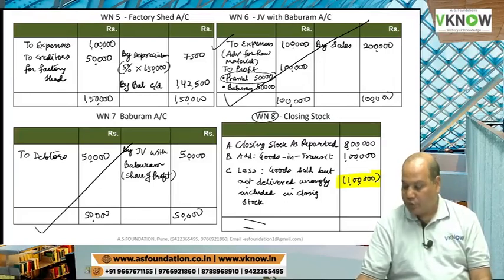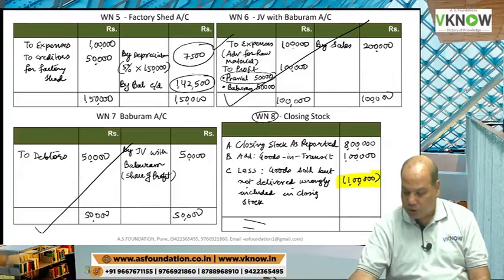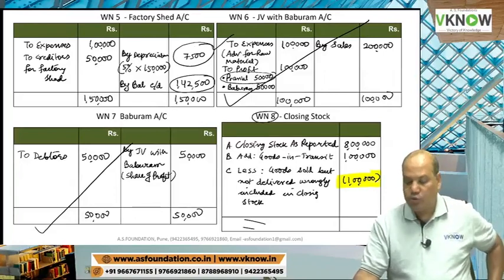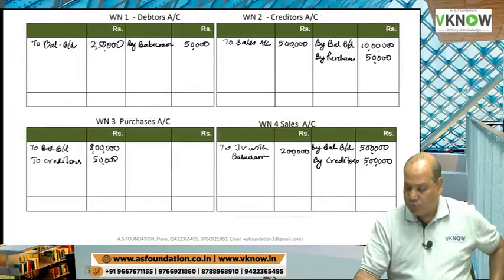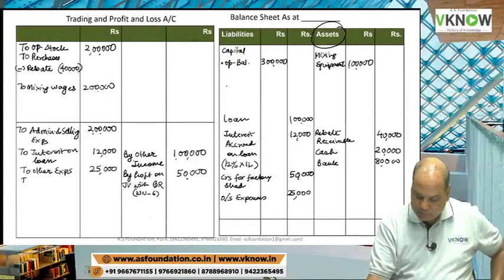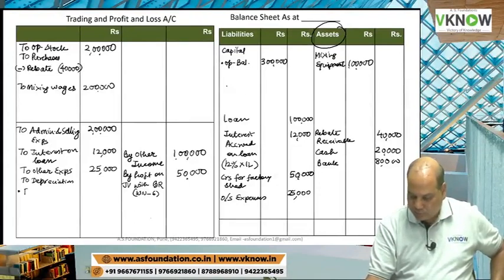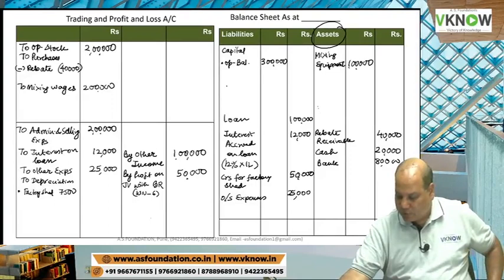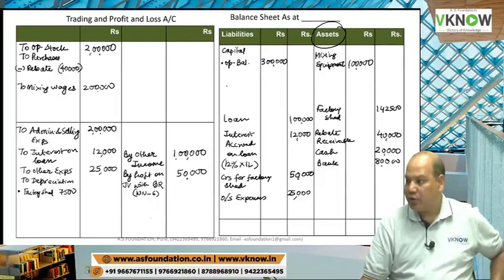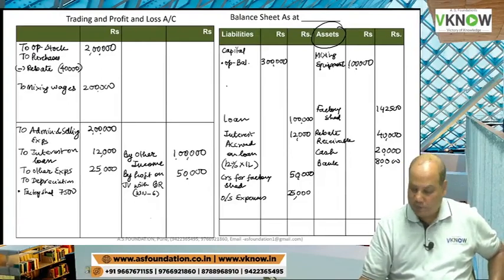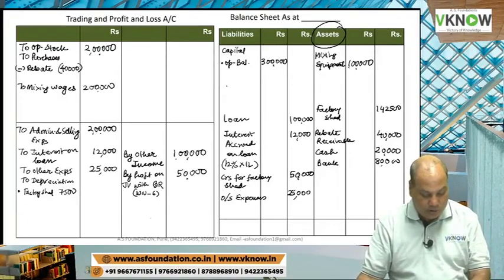Depreciation is transferred to P&L account, and balance carried down is transferred to balance sheet. So come to P&L account debit side, depreciation, inner column, factory shed 7,500, and in balance sheet write down factory shed outer column 142,500.